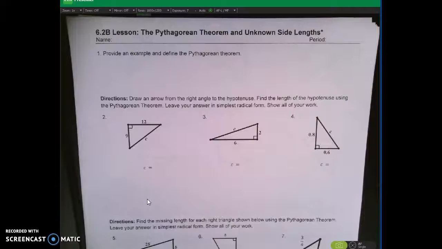Today we're going to be doing the 6.2b lesson, the Pythagorean Theorem and unknown side lengths. So please turn to page 32 if you're not there already. I'm on page 32. Are you on page 32?